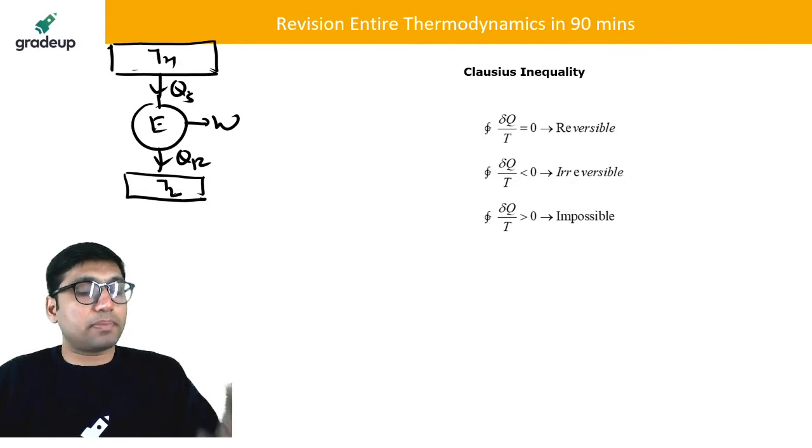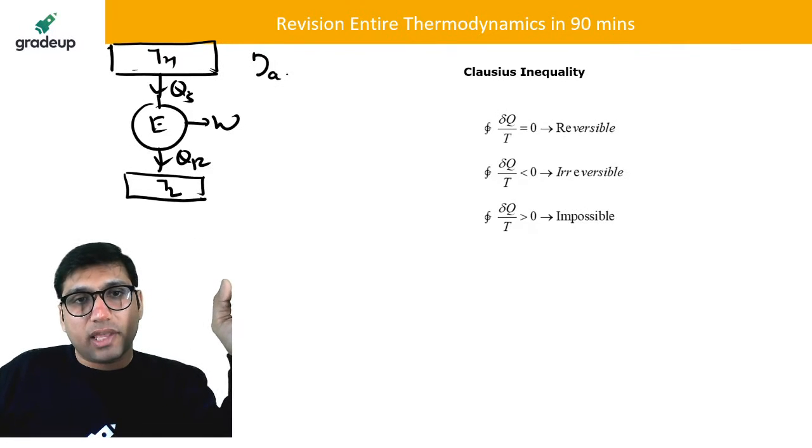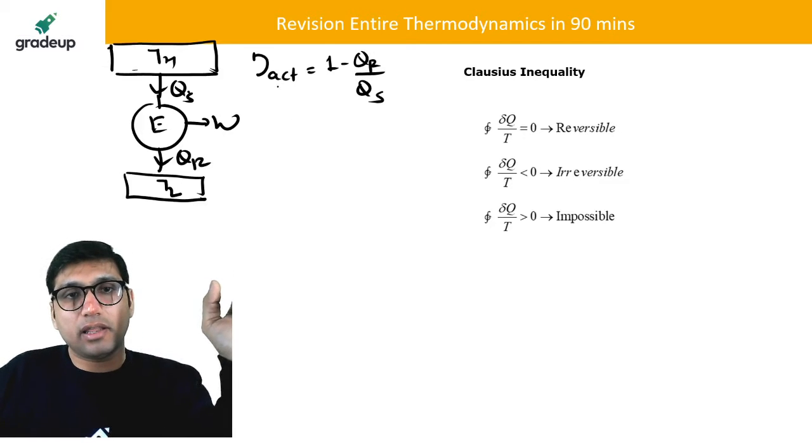So what I want to explain to you here is very important. There will be two efficiencies. One will be the actual efficiency, which will be equal to 1 minus heat rejected by heat supplied. This is the actual efficiency. It is also called first law efficiency.